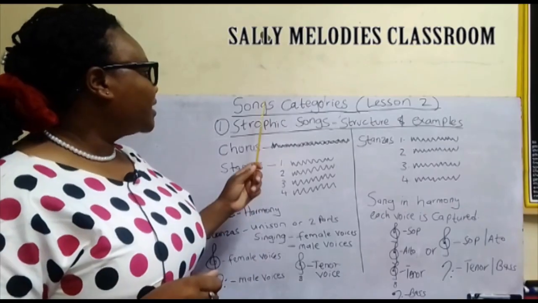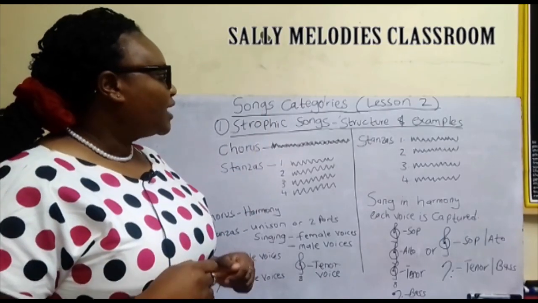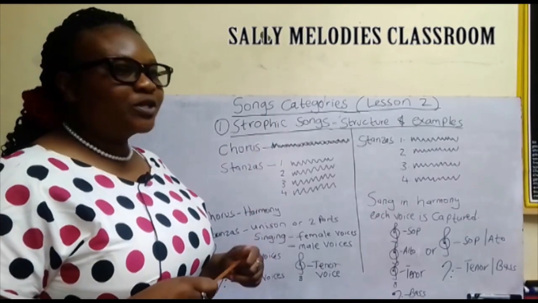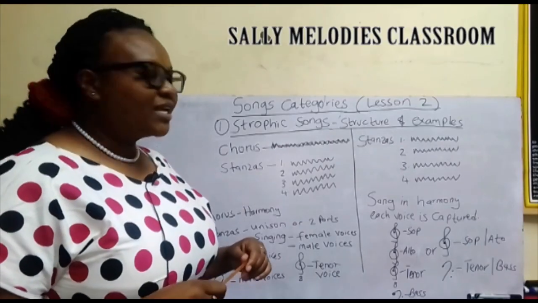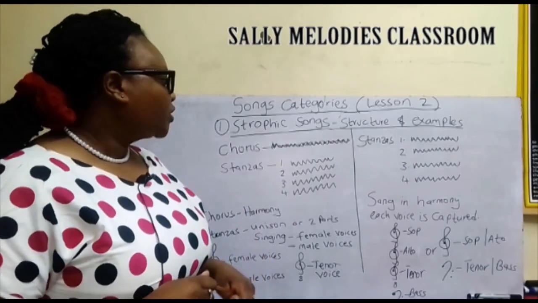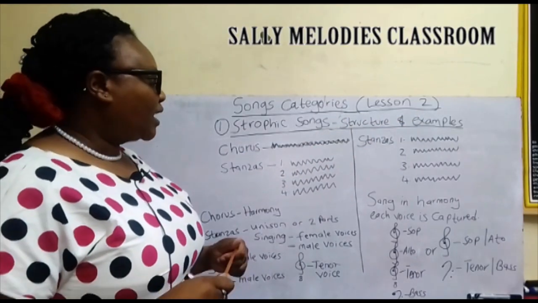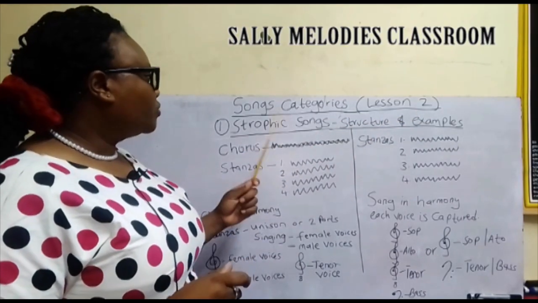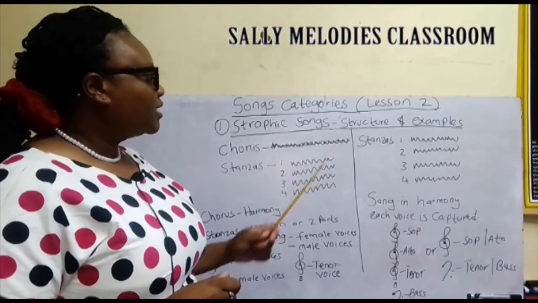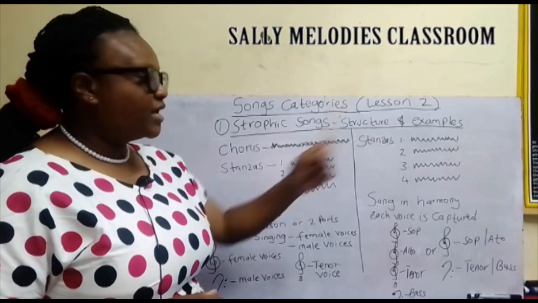We are still looking at the types of songs, and we said that there are two categories, the strophic songs and through composed songs. So today, in this lesson, lesson 2, I thought it is good we look at the strophic songs, their structure and example.